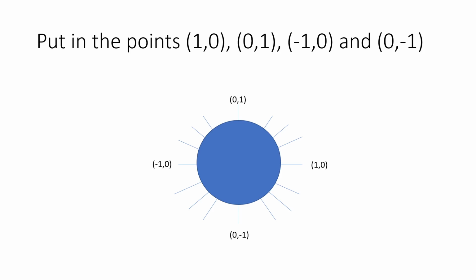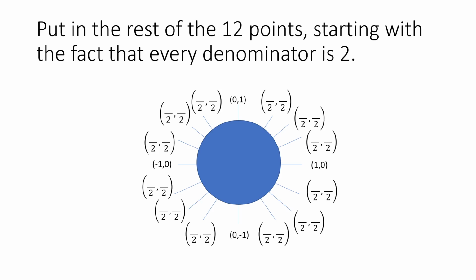Now, what we do is we put down the points (1, 0), (0, 1), (-1, 0), and (0, -1). Those are kind of easy to remember. Okay, we're going to be able to remember those points. Now, what we then do is we put all the rest of them, all those other 12 points, give them a denominator of 2. Just do it. Give them a denominator of 2.